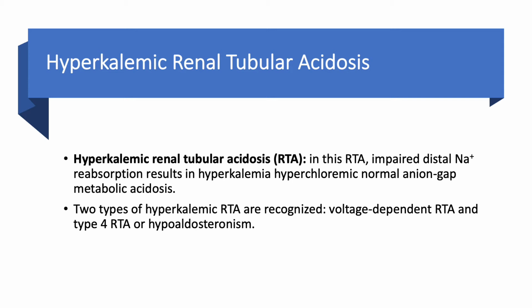Okay, hyperkalemic RTA. In this RTA, we have impaired distal sodium absorption. So if the sodium does not go in, potassium is not going to go out. So we are going to end up with hyperkalemic, hyperchloremic, normal anion gap metabolic acidosis. Now here we have two categories of hyperkalemic RTA. We have a voltage-dependent RTA and type 4 RTA, or hypoaldosteronism.